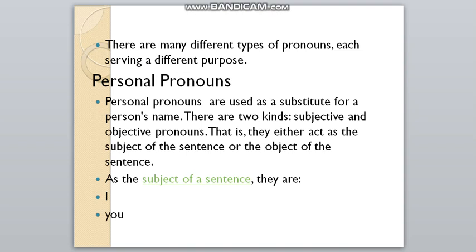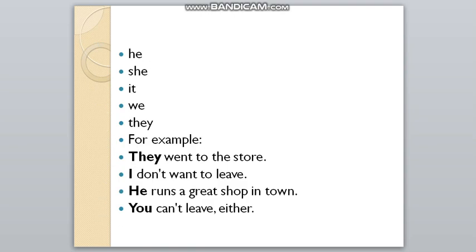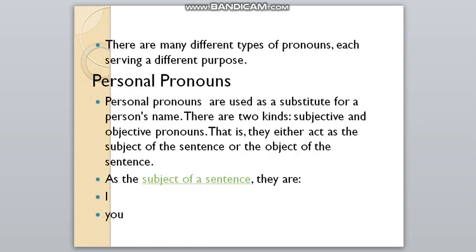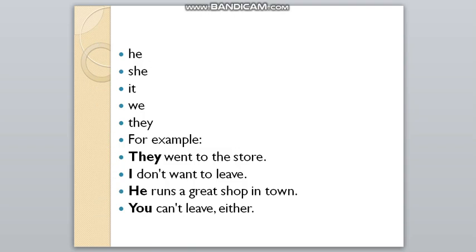Personal pronouns. Personal pronouns are used as a substitute for a person's name. There are two kinds. One is subjective pronoun and the second one is objective pronoun. That is, they either act as the subject of the sentence or the object of the sentence. When you use them as a subject of the sentence, they are I, you, he, she, it, we, they.